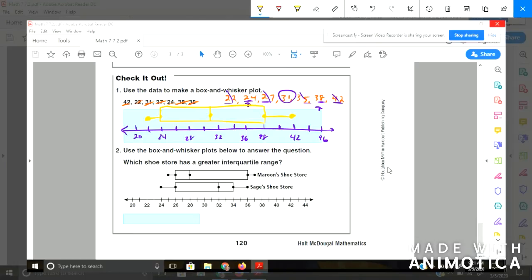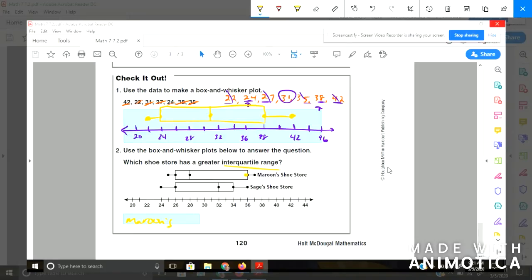And then for number 2, it says use the box and whisker plots below to answer the question, which shoe store has a greater interquartile range, or IQR? Remember, when you're looking at a box and whisker plot, that's which box has the greater spread of data. And you can see this box here has the greater spread of data. This box is bigger than this box, so that would be Maroon's shoe store. That has the greater interquartile range. If you wanted to find the interquartile range, you'd take 36 and subtract 26, and you would get 10 as the IQR of that problem.